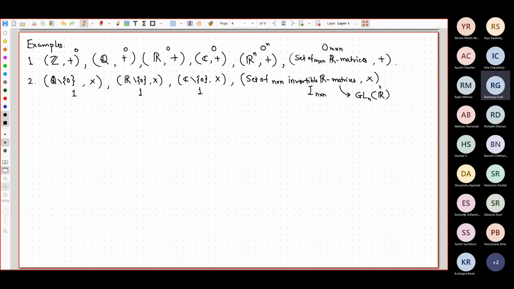We can also say that positive rationals or positive reals is a group under multiplication. Absolutely, yes, positive. That's true. When you say positive, 0 is automatically excluded. So similarly, I can say Q plus with multiplication, R plus with multiplication, and so on.